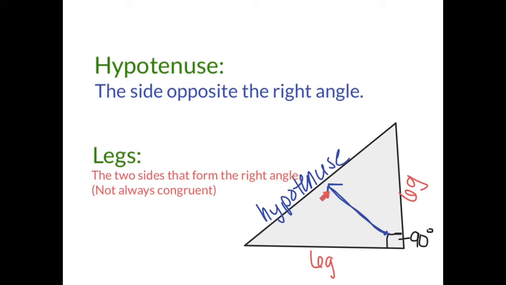And again, just keep in mind that the hypotenuse is opposite of those 90 degrees and the legs are the two sides that create the 90 degrees.